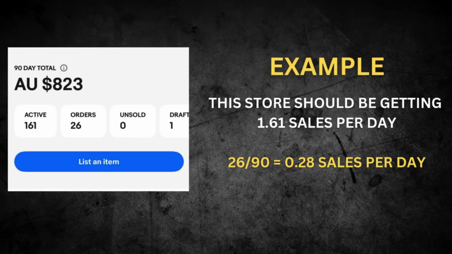The next example though isn't quite as good. We've got a store here with 161 active listings. They've only got 26 sales though. So if we look at the formula, they should be averaging 1.61 sales per day, and they're not. They're only averaging, unfortunately, 0.28.